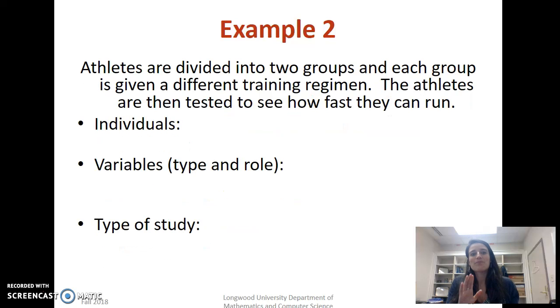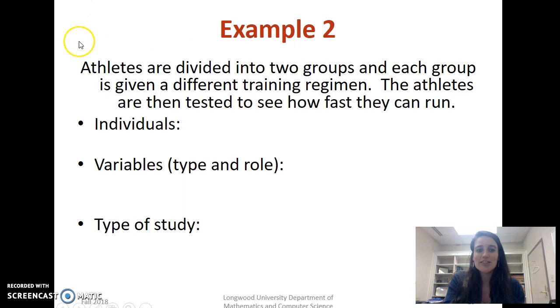Let's look at another. Athletes are divided into 2 groups, and each group is given a different training regimen. The athletes are then tested to see how fast they can run. So why don't you pause the video and see if you can answer these questions on your own. And now you can check your answer against mine.